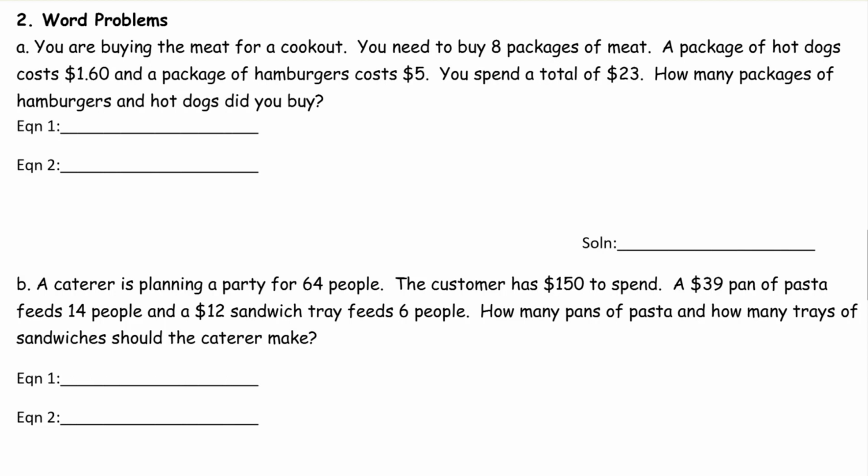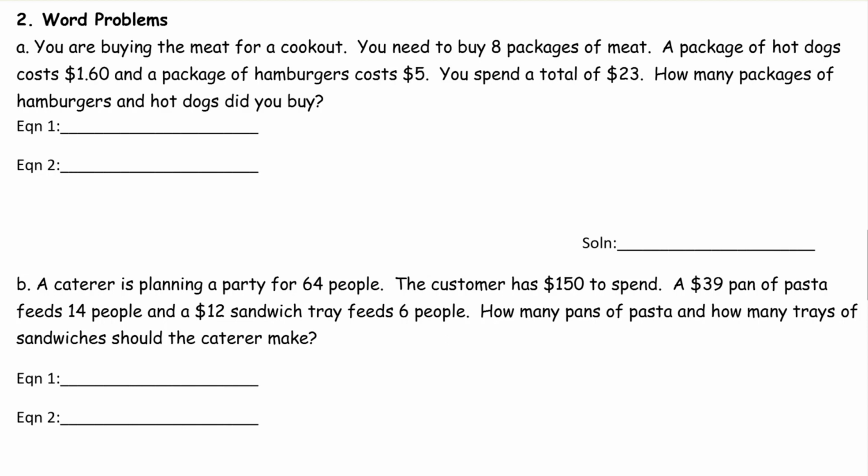The word problems: you are buying the meat for a cookout. You need to buy 8 packages of meat. A package of hot dogs costs $1.60, and a package of hamburgers costs $5. You spend a total of $23. How many packages of hamburgers and hot dogs did you buy?